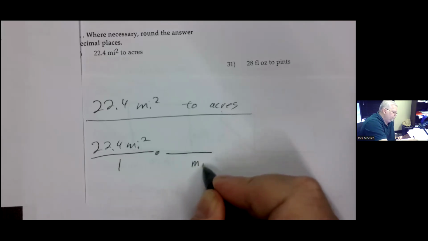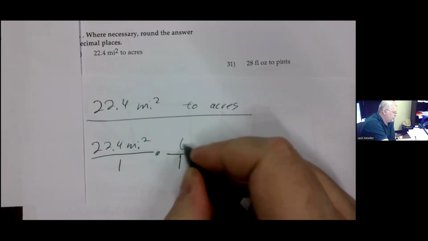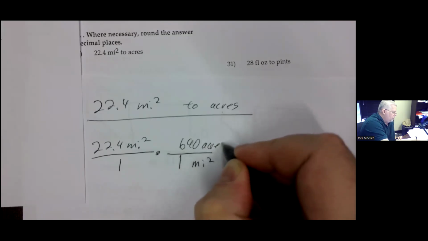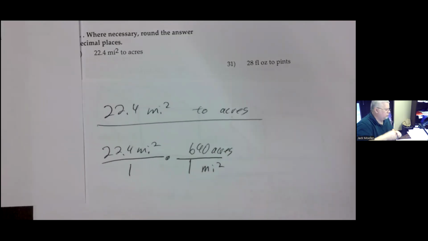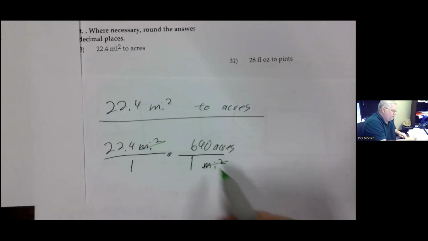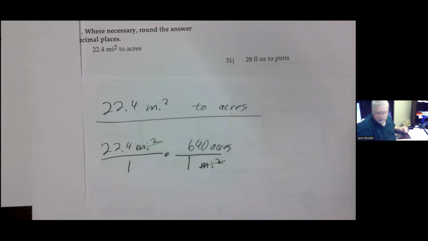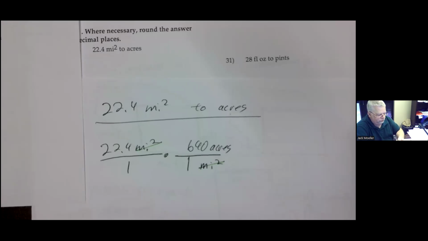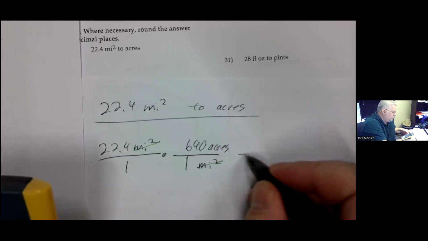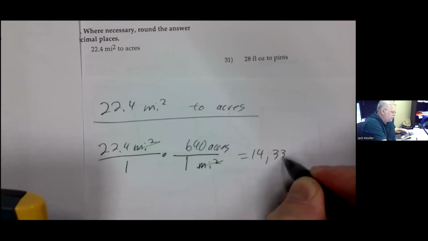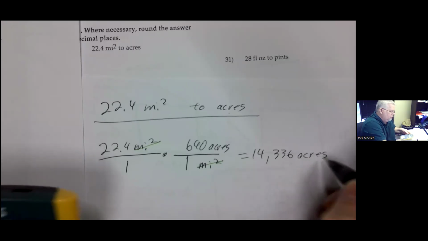Well, we're trying to get rid of miles squared. Miles squared is on top, so on the next fraction, it needs to be on the bottom. So now what are our numbers? 1 mile squared is 640 acres. Now the miles squared cancel out. And now we're just doing 22.4 times 640. That is 14,336 acres.